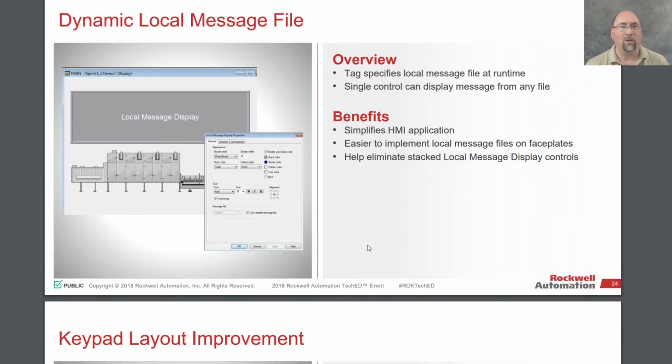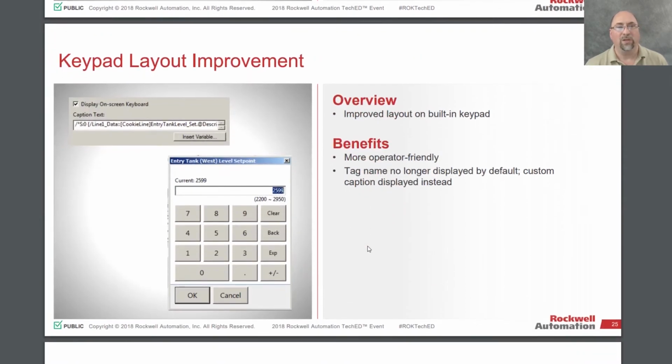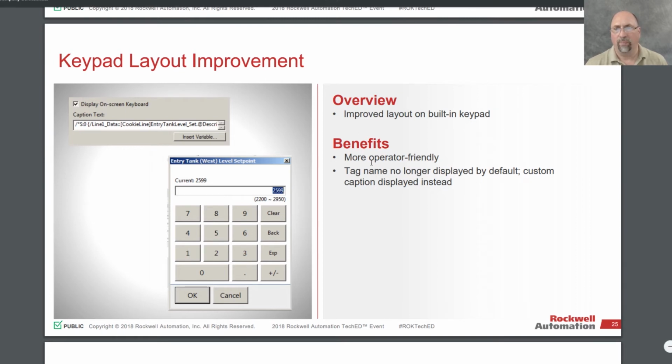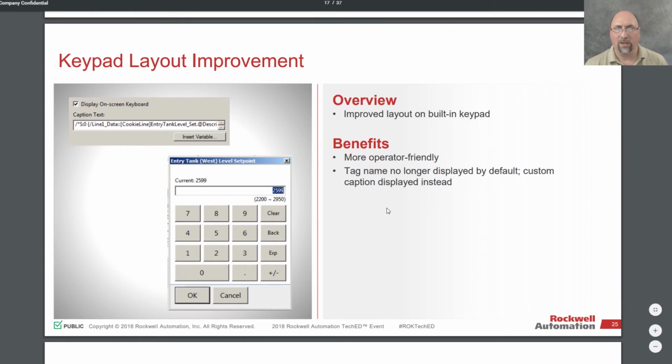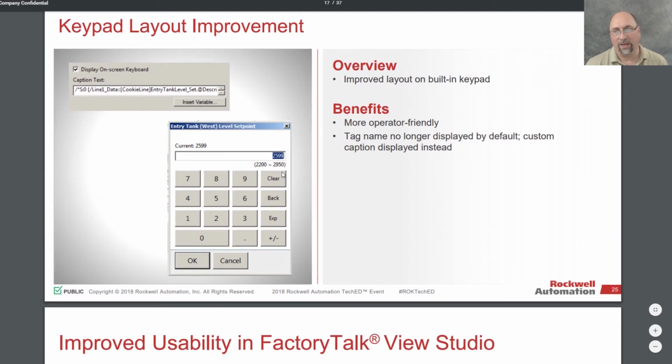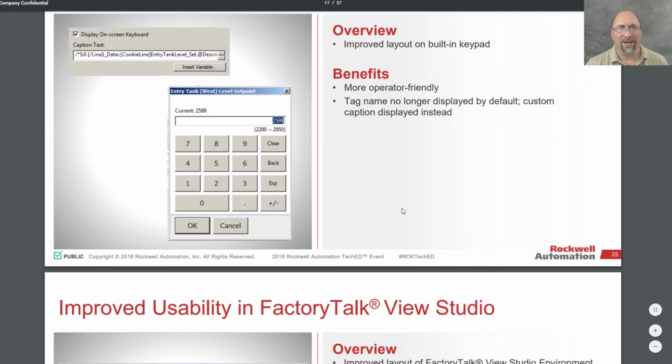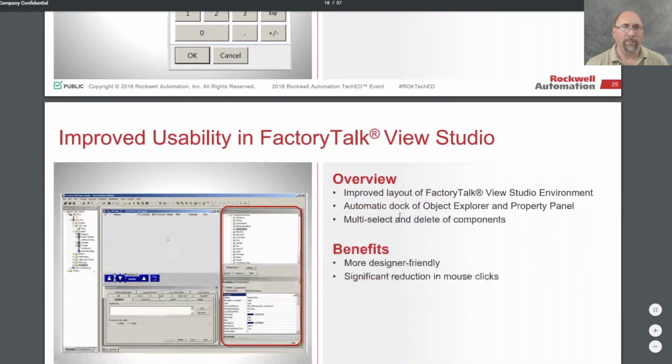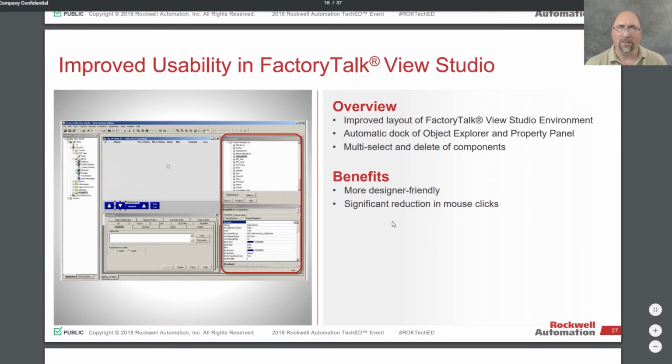So we have dynamic local message file. I have not played with that yet myself. Improved keypad layout. So yeah, much improved. That's great. So more operator friendly. Tag name no longer displayed by default. The custom caption is displayed instead. Great. You can see here the range. I'd like to play with that some more because playing with the sizing and all that's always very important. Let's see what else they have here.